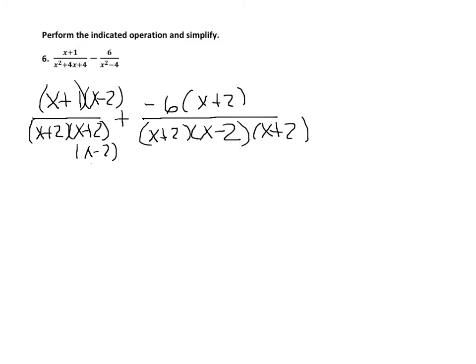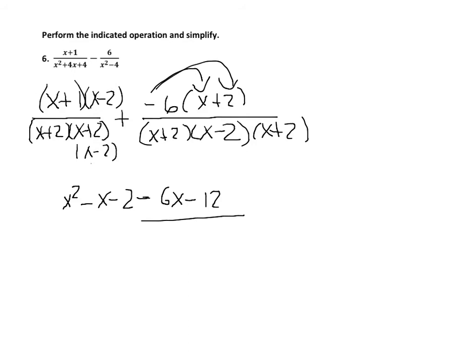So multiply the top one out. You get x squared minus 2 plus 1 is minus 1, x minus 2, minus 6x minus 12. That's why you need to bring that negative up, because you distribute that negative 6. See, we have x plus 2, x plus 2, x minus 2. Now, combine like terms on the top.